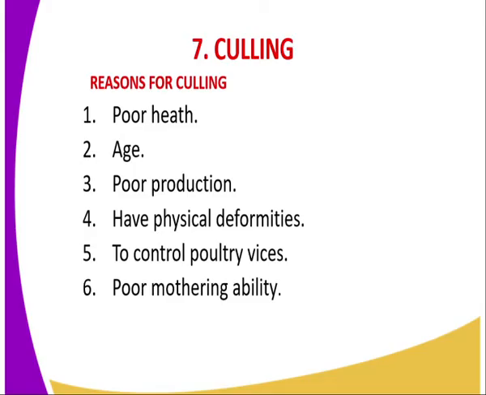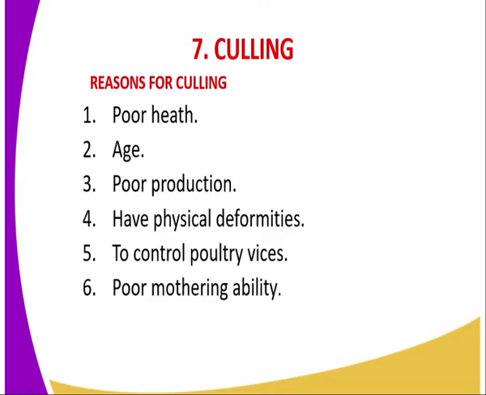The other one is age. It is good that you separate the young animals from the old animals. Then we have poor production. The production level is another reason why culling should be done. Those animals which are non-performers, or poor performers, or produce poor yield, should be culled out and sold. Then we have physical deformities.